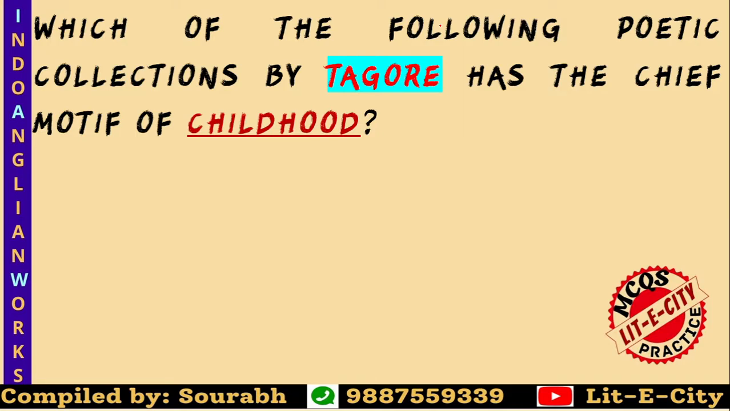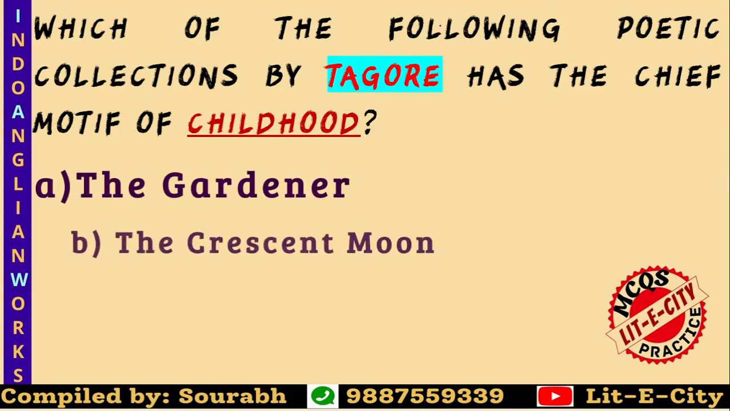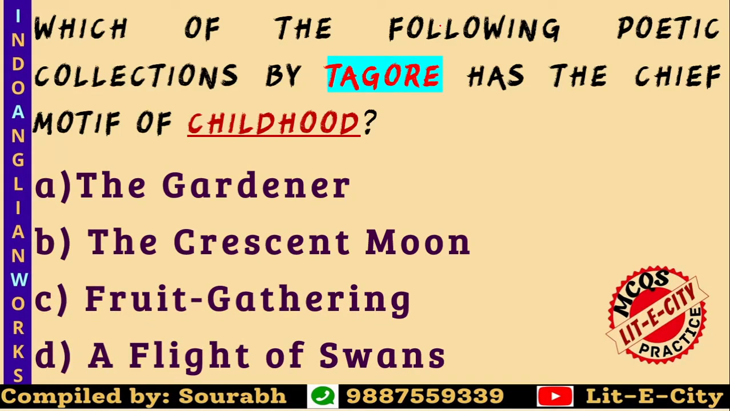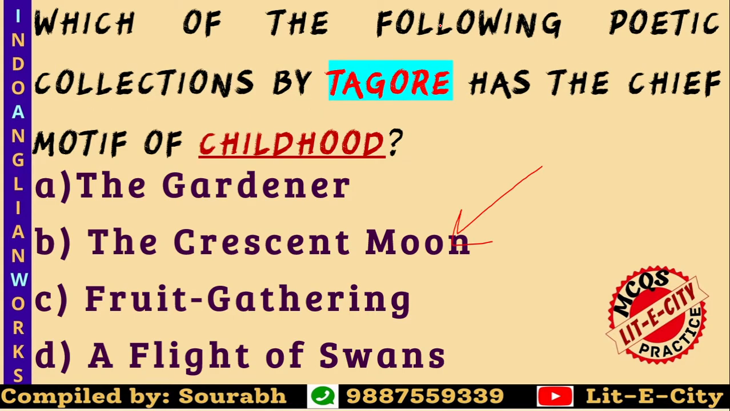Which of the following poetic collections by Tagore has the chief motif of childhood? Tagore published many collections of poetry. The Gardener, The Crescent Moon, Fruit Gathering, these are his early ones, while A Flight of Swans is one of his later collections of poetry. Out of these, it is The Crescent Moon in which poems are written from the point of view of a child and also of childhood in general.